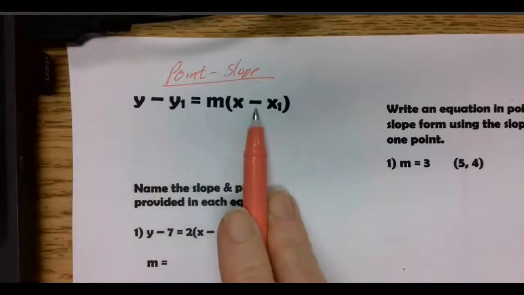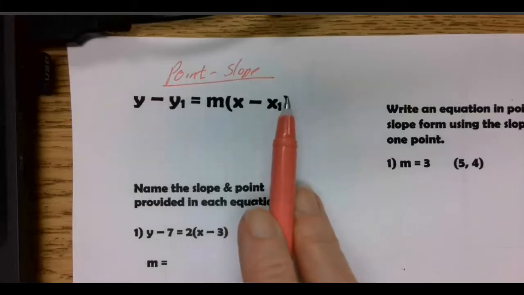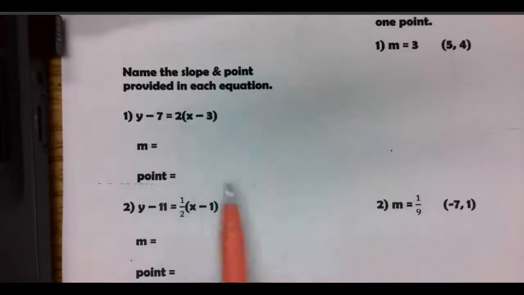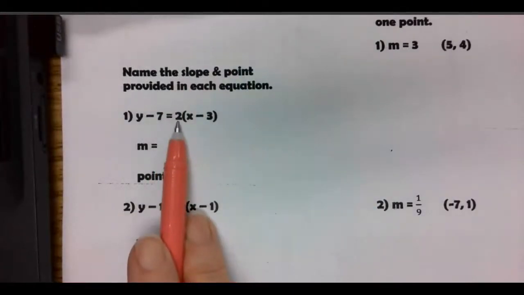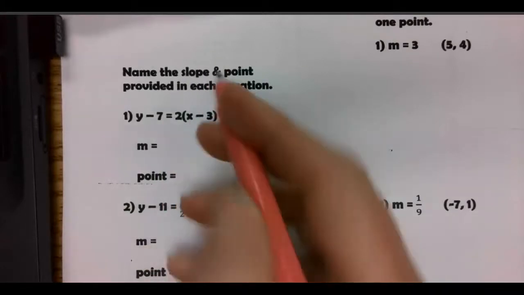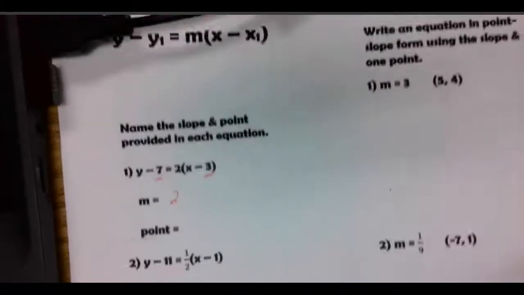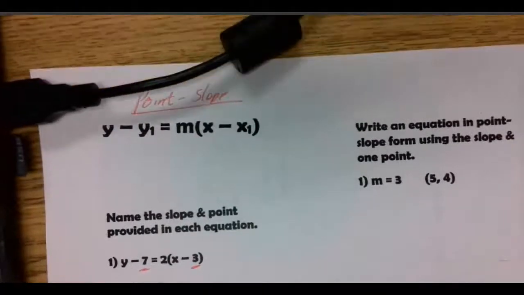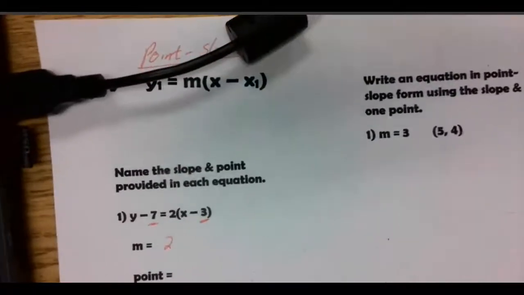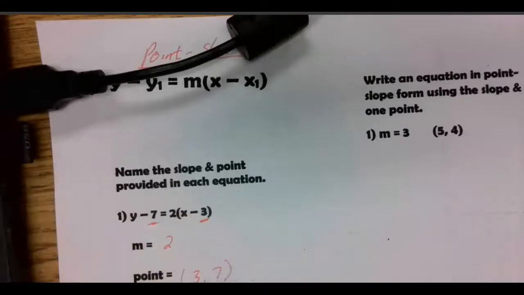So notice the form is subtraction. Keep that in mind as you go through and write these. If we look at this first one, name the slope and the point. Okay, so the slope, that's easy. That's the coefficient, the number outside the parentheses, or what we call the quantity of. So our slope is 2. Our point is right here. Now look at our form and look at our point. If I have subtraction, I take it straight out. If I don't, I have to switch the sign. So here I have subtraction, so my x value is 3, my y value is 7.